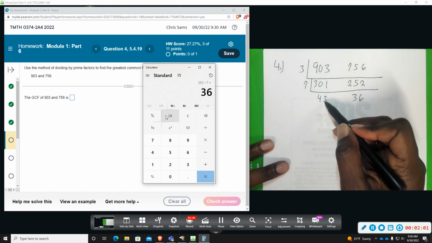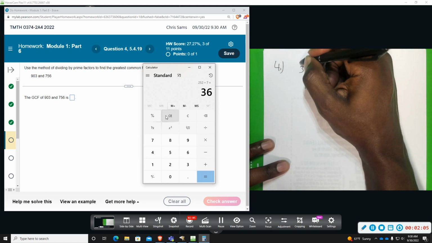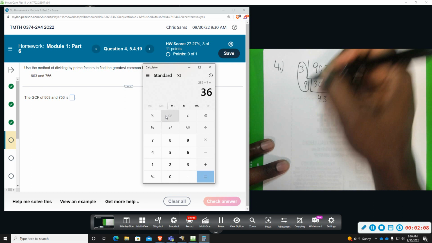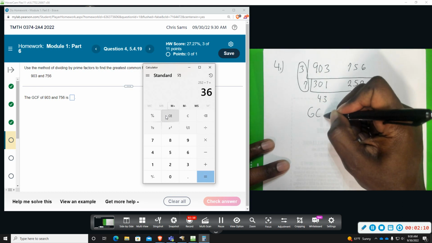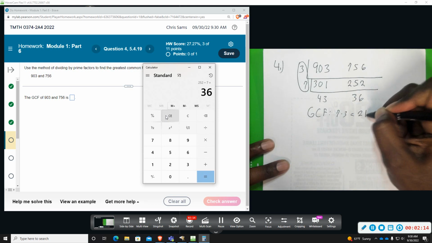I do believe 43 is prime. So there's nothing else we can divide out. So the only two numbers we took out were 7 and 3. So our greatest common factor is 7 times 3, which is 21.